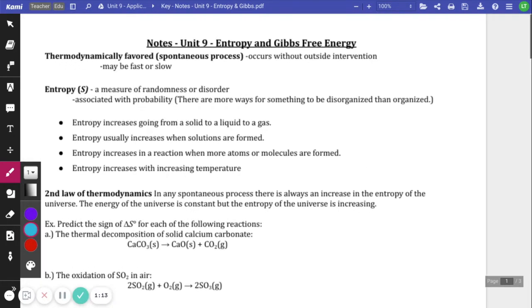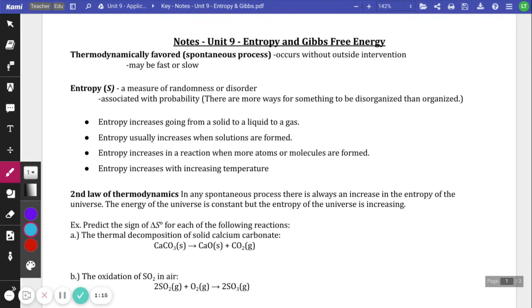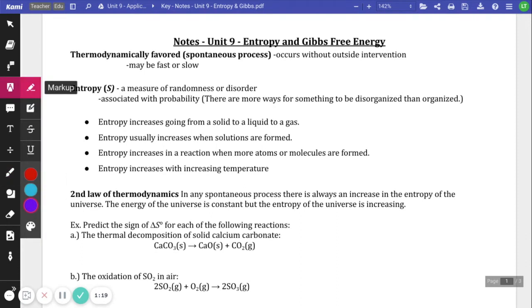So we're going to start by talking about a thermodynamically favored process. It used to just be called a spontaneous process, but College Board has kind of moved away from calling things spontaneous and saying instead thermodynamically favored. And what that means is that it occurs without outside intervention. So this reaction will happen all on its own.